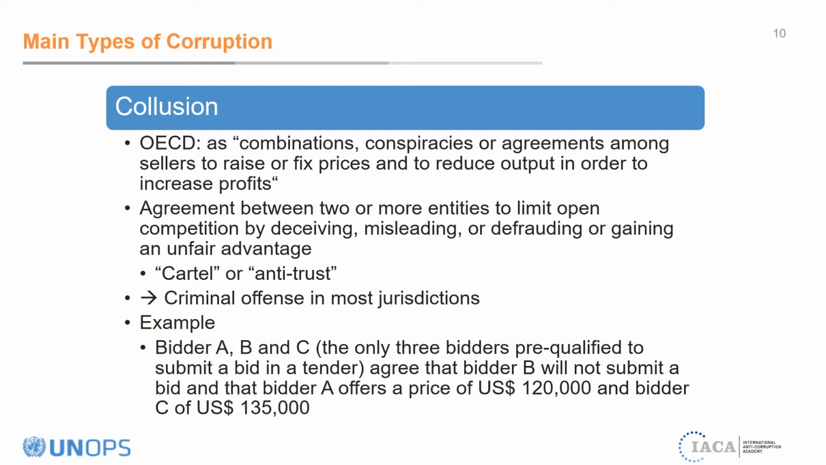type behavior. An example would be where bidders A, B, and C, the only three bidders that are pre-qualified, agree that bidder B will not submit a bid, and that bidder A will offer a price of X, and bidder C will offer a higher price, and therefore lose if this is a price-based competition. So this is an example of how in the real world collusion might work.